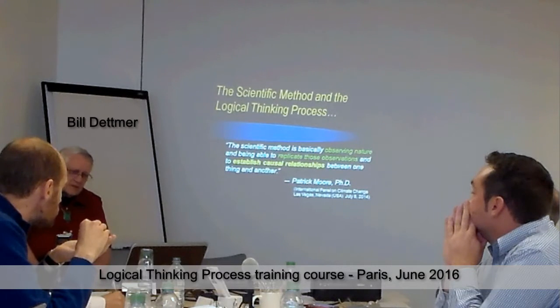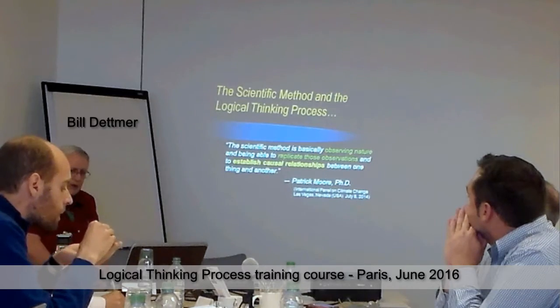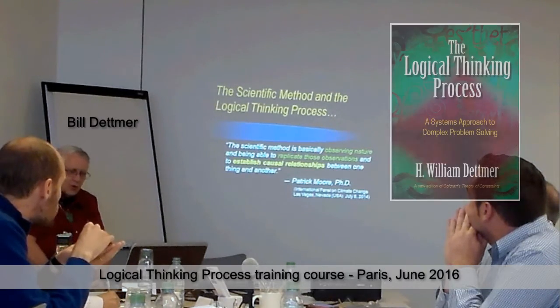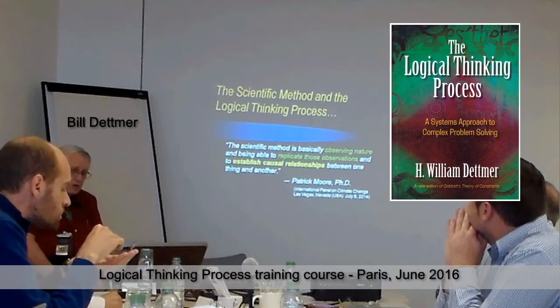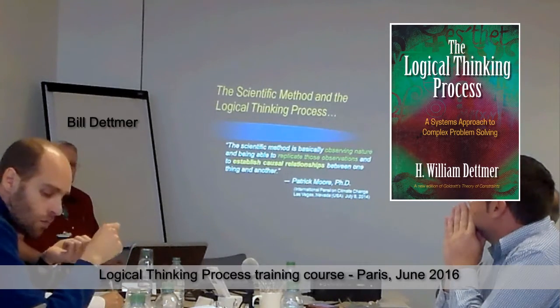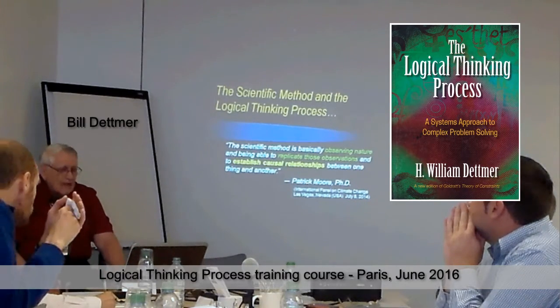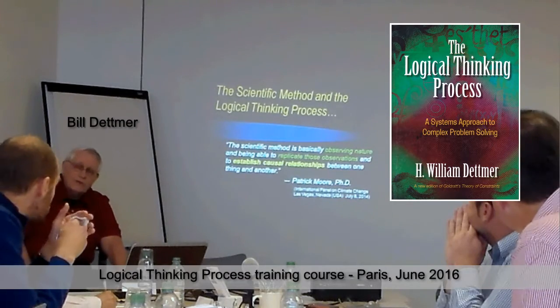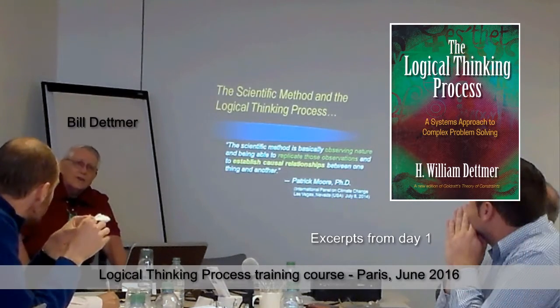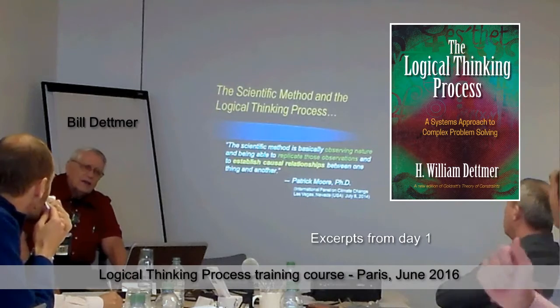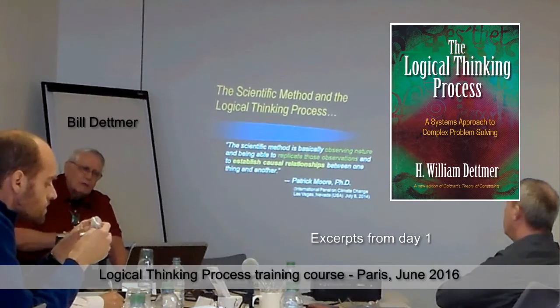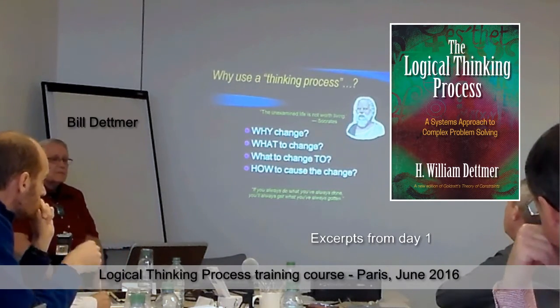Scientific method basically is observing nature and being able to replicate those observations and to establish causal relationships between one thing and another. It doesn't get any simpler than that for a definition. And that's really what we're doing with the thinking process. So that tells me that the thinking process has an integral relationship with the scientific method.